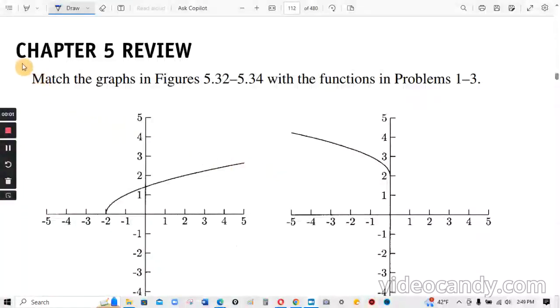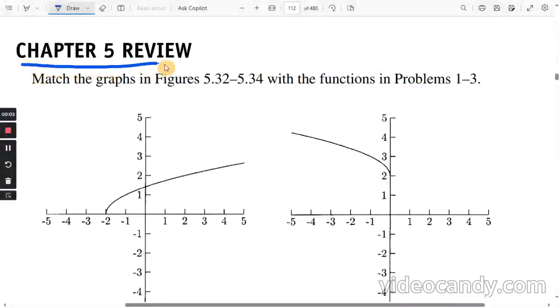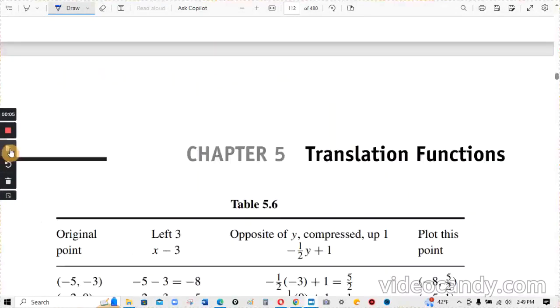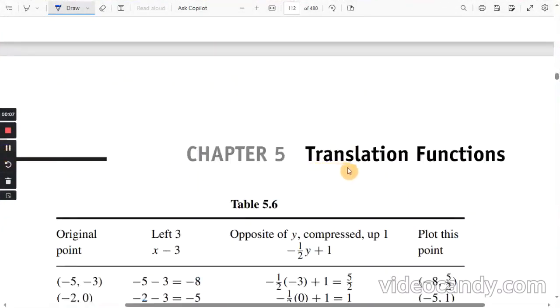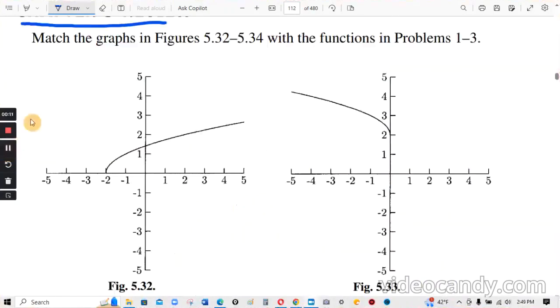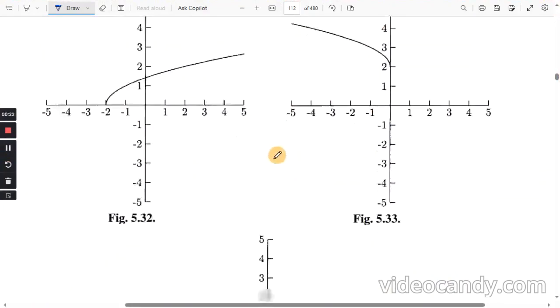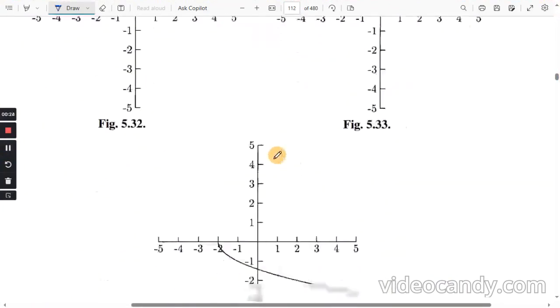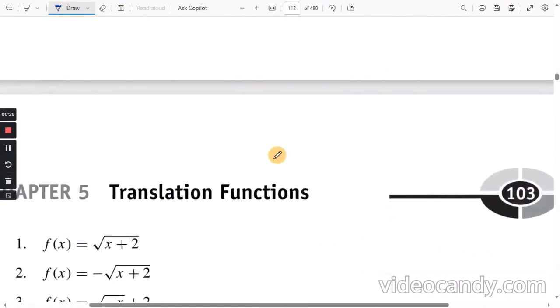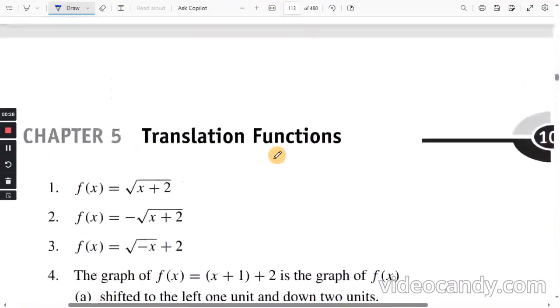This will be for the pre-calc chapter 5 review problems. All right, the name of the chapter is Translation Functions. Match the graphs in figures 5.32 through 5.34 with the functions in problems 1 through 3. All right, so we have 3 graphs, and we're going to use those for problems 1 through 3.